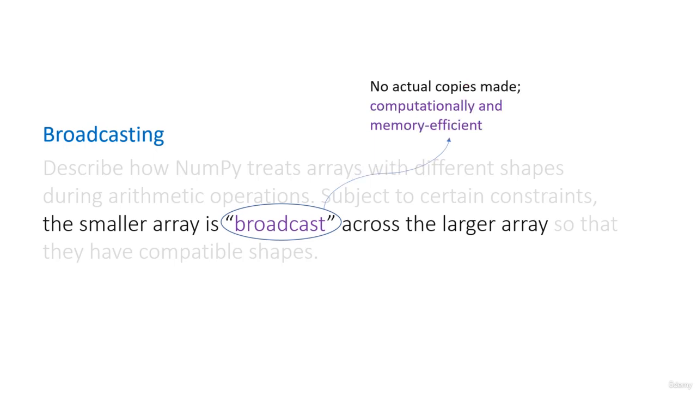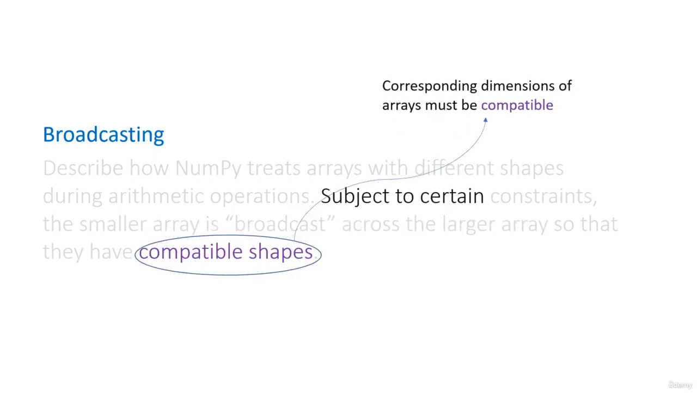Now, there is one more thing that I need to mention: whenever we are working with broadcasting, it doesn't actually mean that there are actual copies being made. That is why broadcasting is very computationally and memory efficient. Broadcasting rules state that two arrays need to be of compatible shapes, and compatible means that all dimensions of the two arrays need to match, or one of the two dimensions needs to be equal to 1, so that the array can be stretched to match the shape of the larger array.